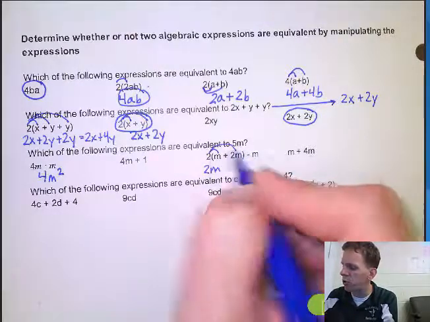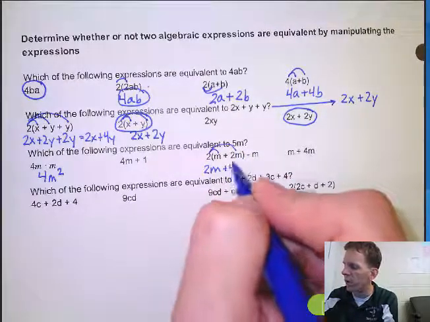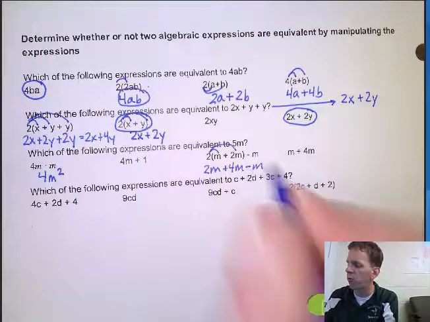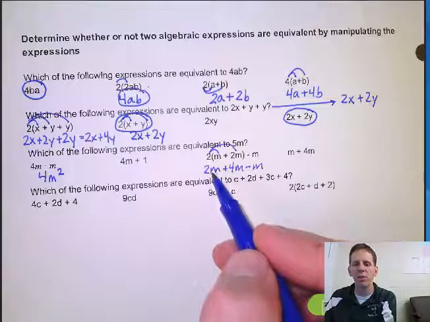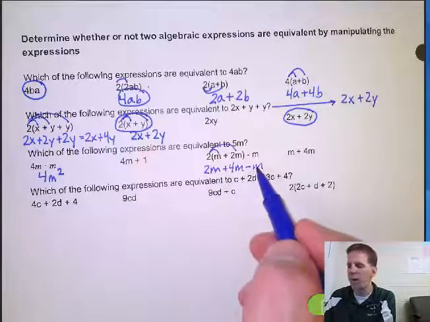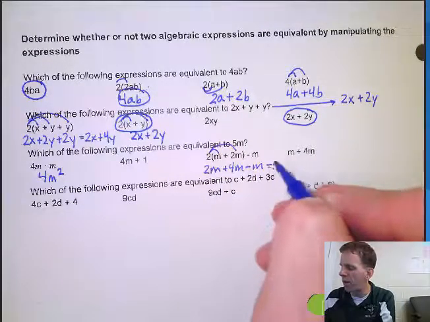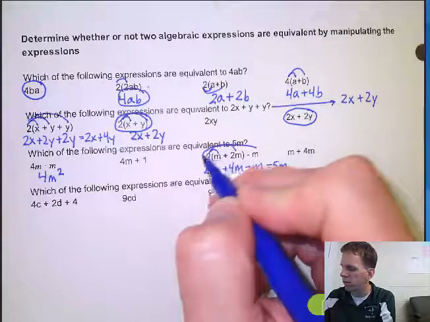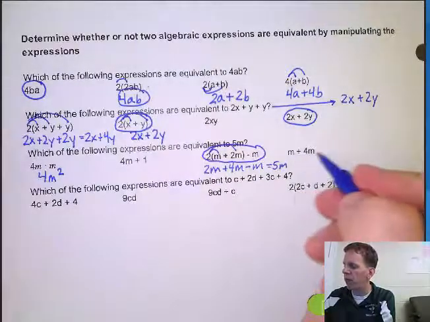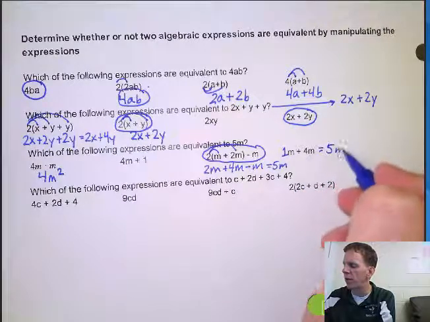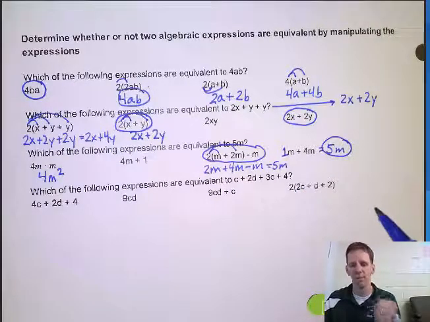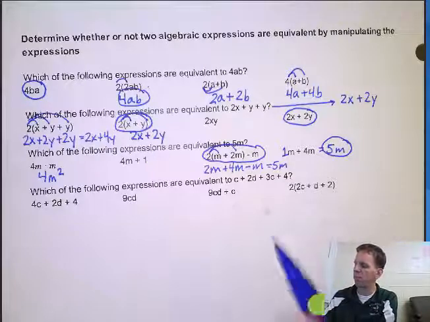And 2 times 2m is 4m. So I have 2m plus 4m minus m. These are like terms. You can add them together. 2m plus 4m is 6m. Minus m is 5m. Yes. m plus 4m. This is like 1m plus 4m. They're like terms. You can add them together. That's 5m. Yes. Last example.